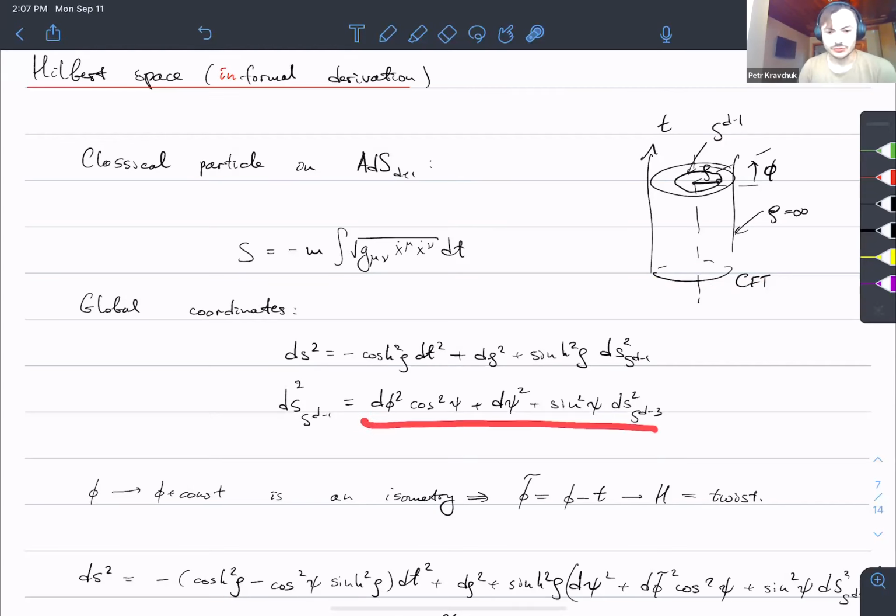These are some particular choice of coordinates on this S^(d-1). The important point is just that in any dimension, shifting phi by a constant is a rotation. So phi only enters through d phi. It doesn't enter anywhere else. That's the point.